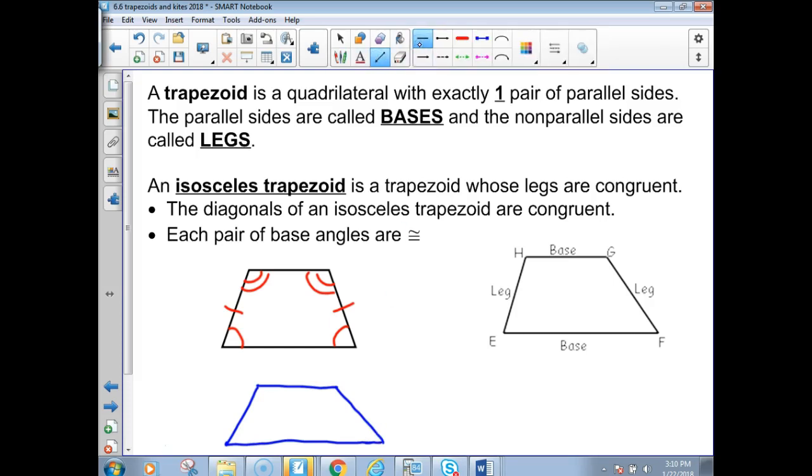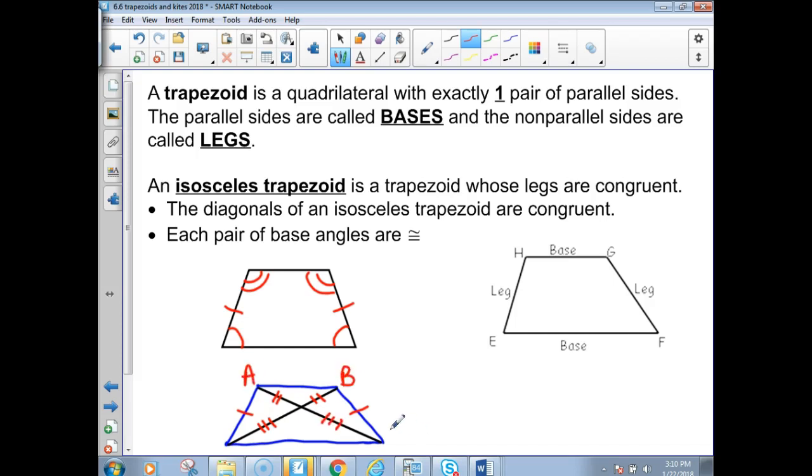Okay, so I drew another one. I probably should add another one to your notes. And I drew in the diagonals. I'll still show it's isosceles. And then I would have to mark these two segments congruent and these two segments congruent separately. And if I called this ABCD, AC is congruent to BD.